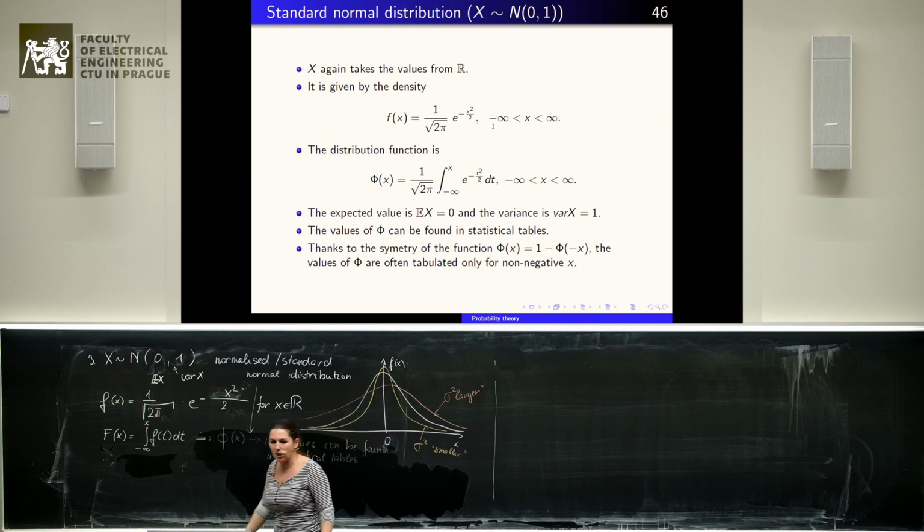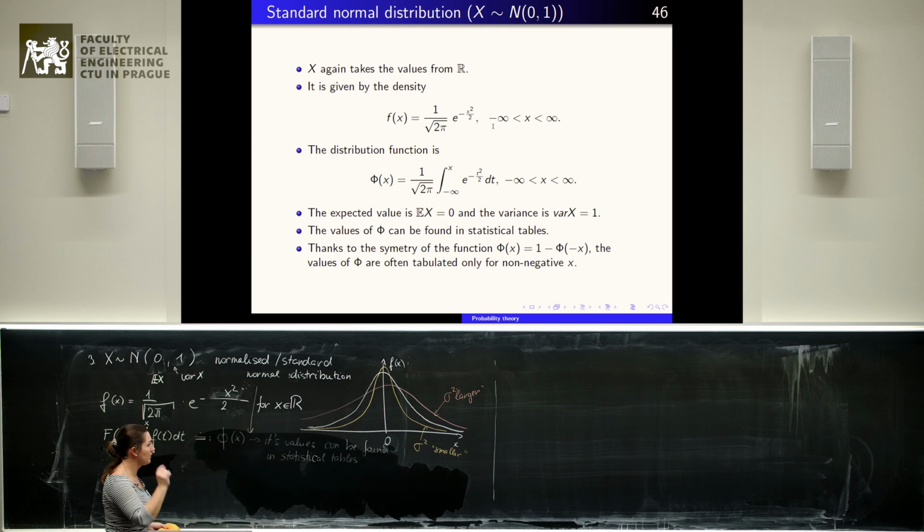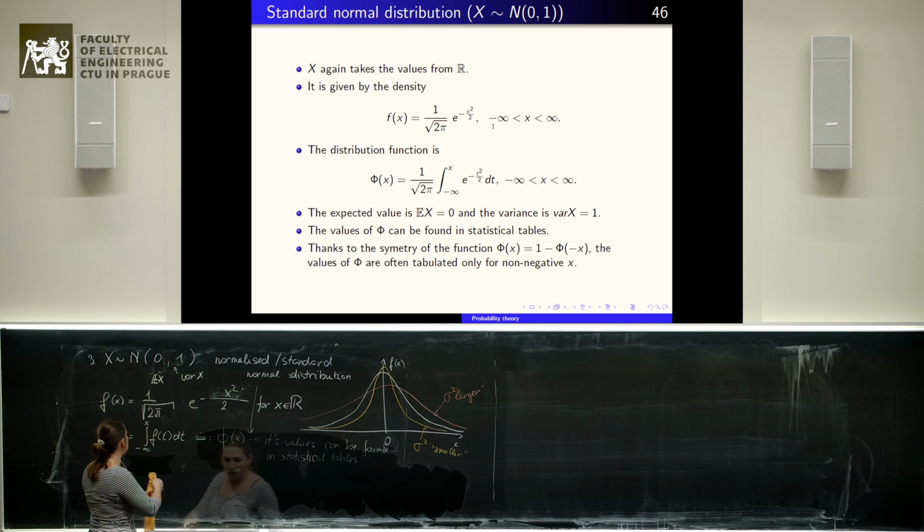I will show you these tables in practice. They can be found also on my web page, everywhere on the internet. So we will talk about this in practice. Now I will show you one example of calculation with this normal distribution.